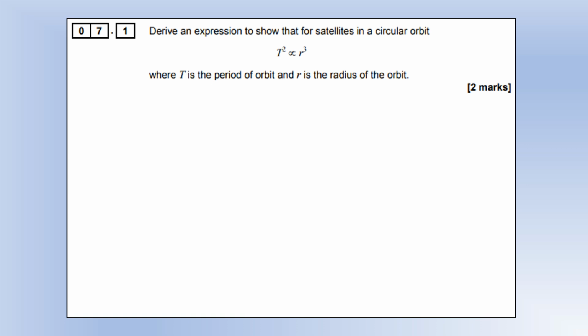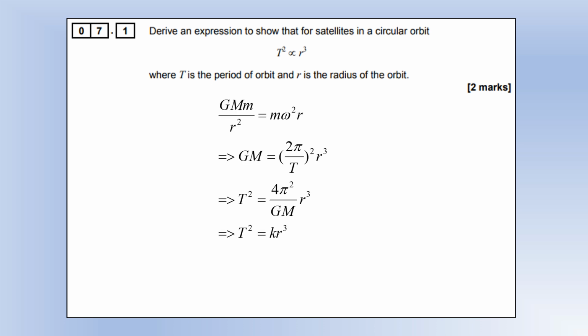Okay, so derive an expression to show that for satellites in circular orbit, T squared is directly proportional to r cubed. So we're just equating our Newton's law of gravitation with our expression for circular motion. Cancel the m's, substitute in 2 pi over T for omega, rearrange to make T squared the subject, and we can see that r cubed is multiplied by a constant, so we've shown that T squared is directly proportional to the radius cubed.